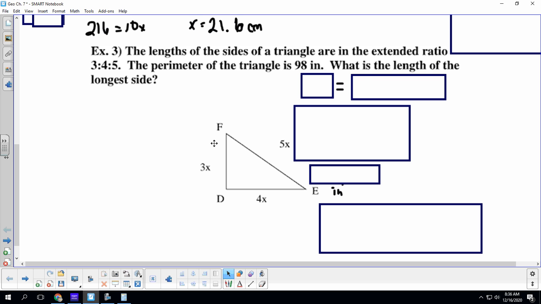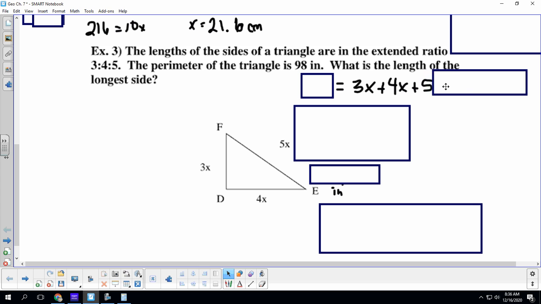So remember, the perimeter is when we add all the sides together. So 3 plus 4 is 7, 7 plus 5 is 12. 12 is obviously smaller than 98. So there's some factor that we're going to multiply 3, 4, and 5 by to get the perimeter up to 98. And we're actually solving for that number. So here's our sides added up. It's going to be equal to 98.